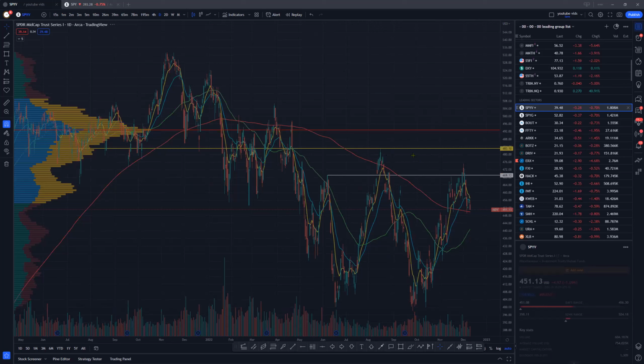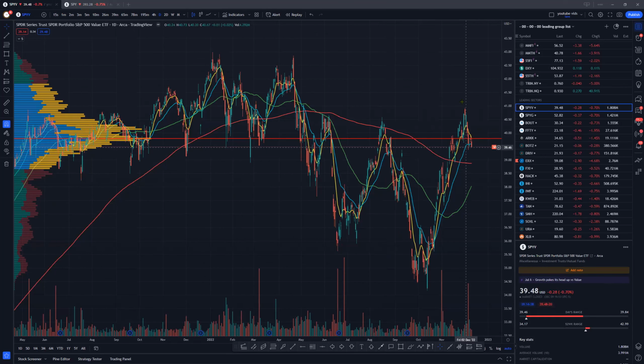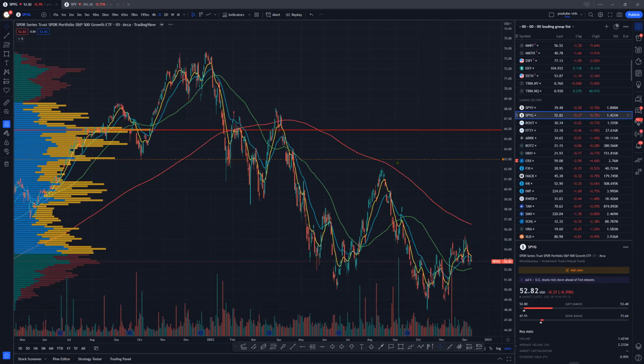Okay, let's do value. Value names look very much like the mid-cap names, which is holding this market up, and it's rallying so hard off here. Most of it is because of energy names and industrial names. So that's what's making the market rally up this high. It's definitely not the growth names, because the FANG names are doing nothing. Like it's just trending down.